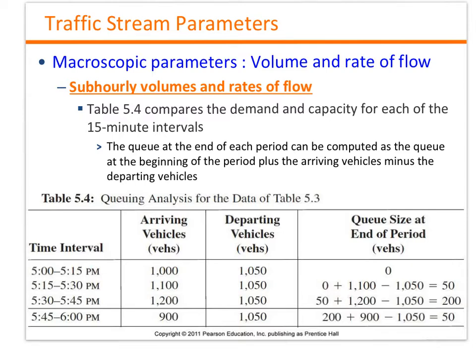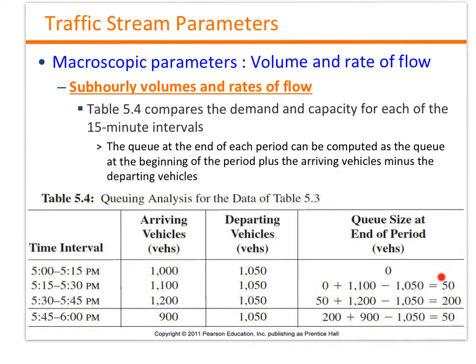Now the second 15 minutes, from 5:15 to 5:30, again I have another 1100 vehicles, and the capacity is constant, as we said. So the capacity is 1050. So the queue size at the end of this period is basically how many vehicles were accumulated in the previous 15 minutes, plus the arriving vehicles, which is 1100, minus what the intersection can handle in that 15 minutes, which is 1050.